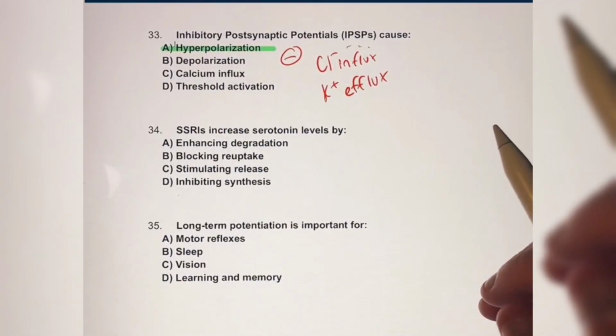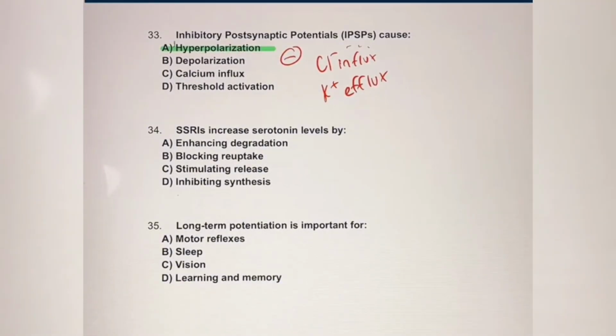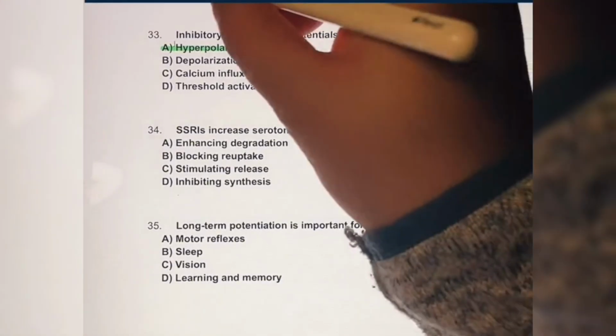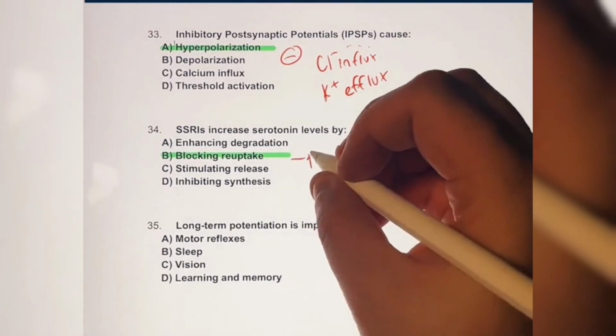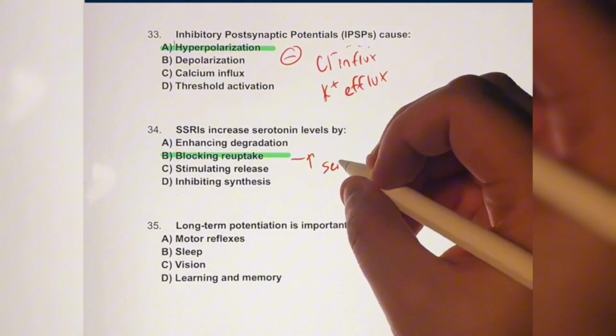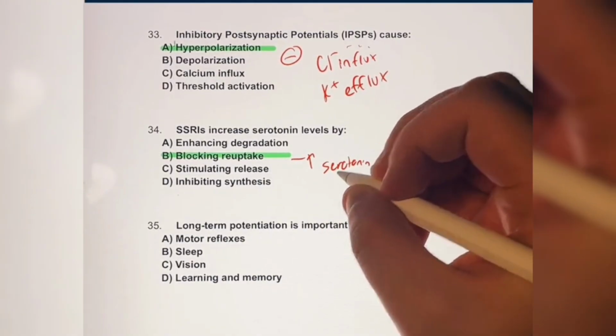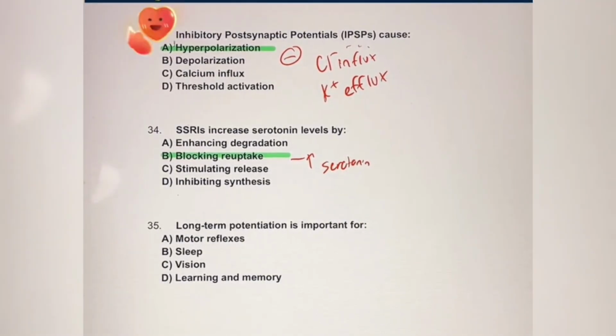Number 34, SSRIs increase serotonin levels by doing what? A, B, C, or D? So there are selective serotonin reuptake inhibitors. Fantastic. That is B. That is by blocking the reuptake. So again, our selective serotonin reuptake inhibitor is a reuptake inhibitor, meaning it blocks reuptake. It prevents the reuptake of serotonin into the presynaptic neuron. What that does is that is going to increase the serotonin availability in the synaptic cleft, essentially.